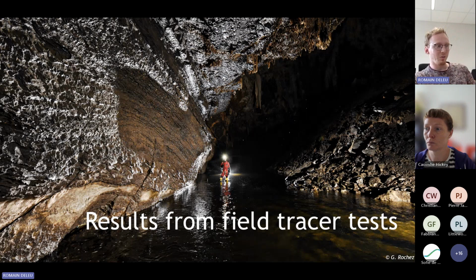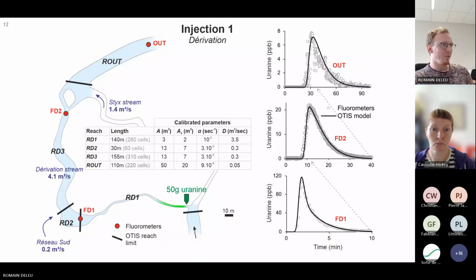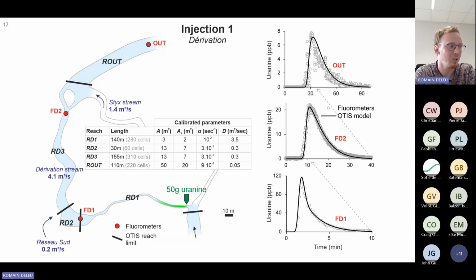So for the results from these field tracer tests, first of all, we did 4 injections. For the first injection, we put 50 grams of uranine, fluorescein, in the derivation stream, so the left stream only. We have, of course, 3 breakthrough curves, one for the first fluorometer FD1, one for the second fluorometer FD2, and one at the outlet fluorometer. You can see the breakthrough curves. These are the circles here on the figure on the right, sorry. These are the breakthrough curves from the fluorometers.